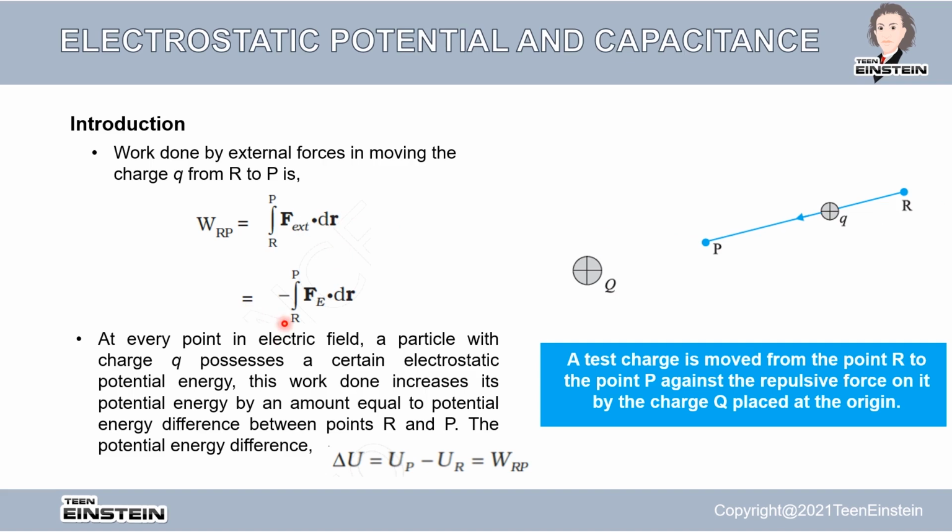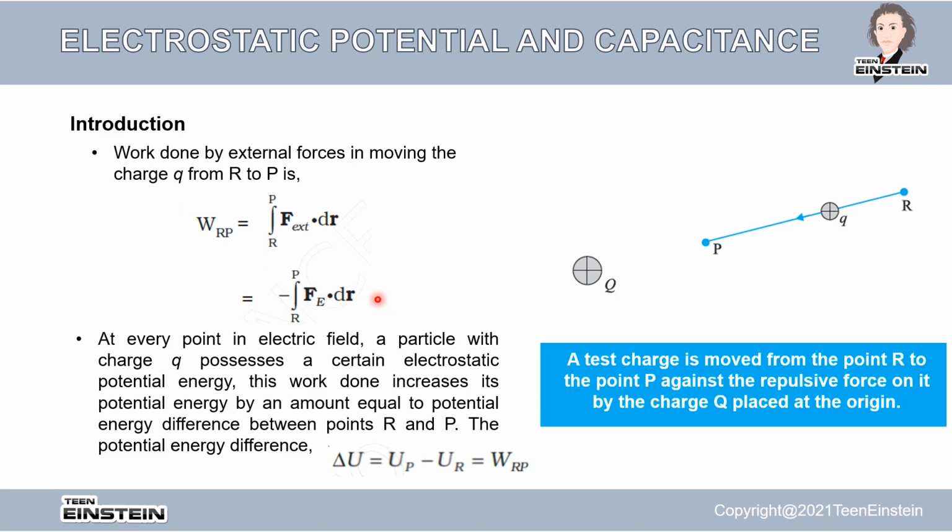And then in the next step, we see here minus Fe. So why is it minus Fe? Because in order to bring this from R to P, you are exerting a force which is equal to this electric force, but in the opposite direction. So that is why the work done by this electric field now is negative in this case.